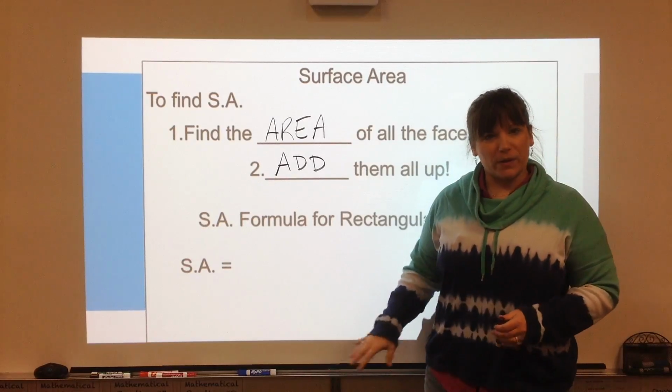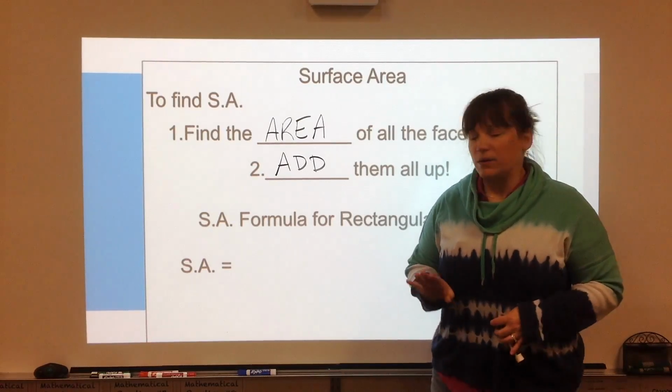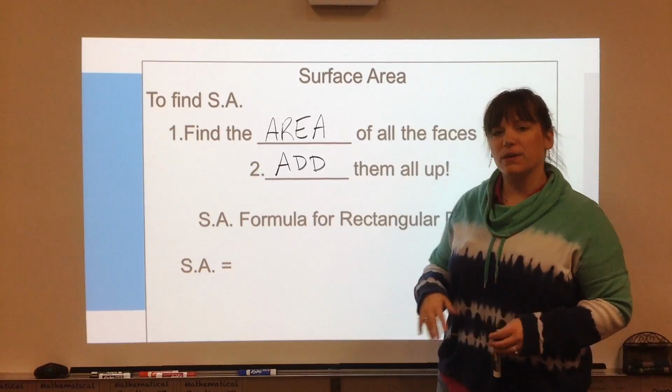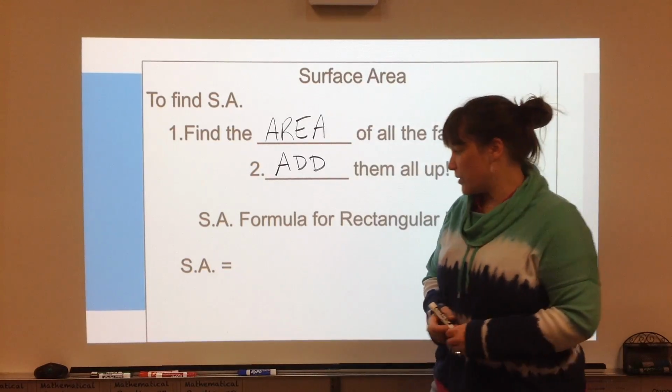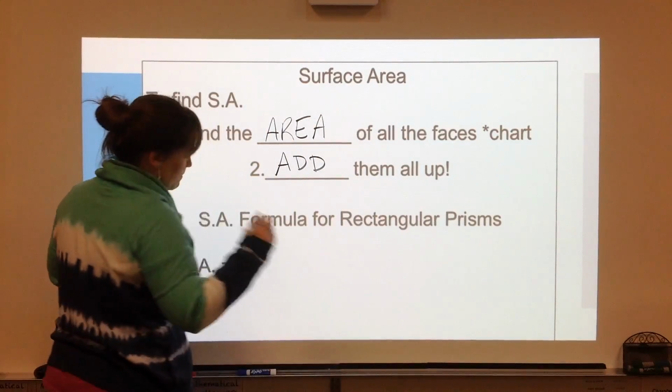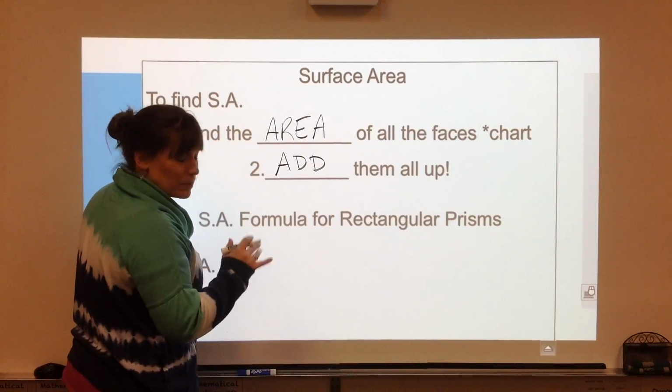There is a formula, and this is the new part we didn't really talk about in class today. There is a formula that you can use for finding surface area of rectangular prisms. It's a little complicated, but if you hang with me, I'll explain it.